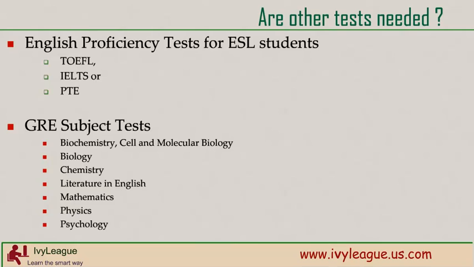GRE subject test scores are used by admissions or fellowship panels of some colleges and universities to supplement your undergraduate records, recommendation letters and other qualifications for graduate level study. Some subject tests yield subscores that can indicate the strengths and weaknesses in an individual student's preparation and may also be useful for guidance and placement purposes.